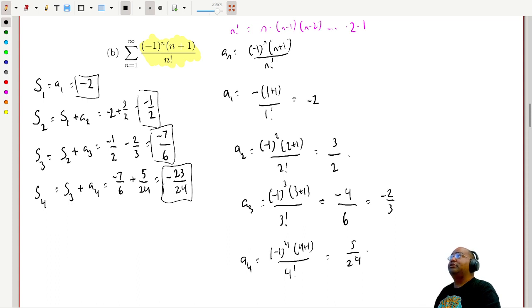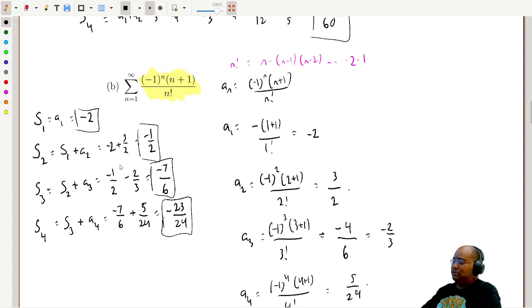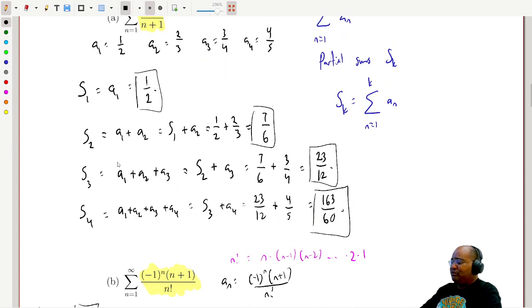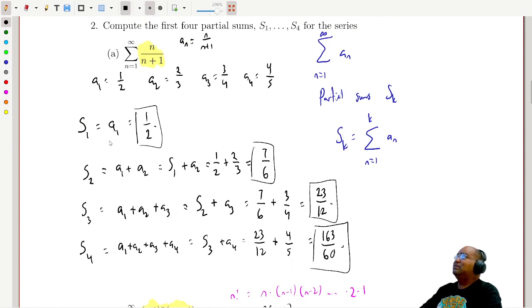But take a look at these numbers here. These guys, they look to be getting very close to a certain number, right? Maybe. But what about these here for the previous one that we just did? Well, are they getting bigger? Are they getting close to a certain number? We're actually going to answer that question in the next video, because right now, all we're concerned about is how to compute these partial sums.